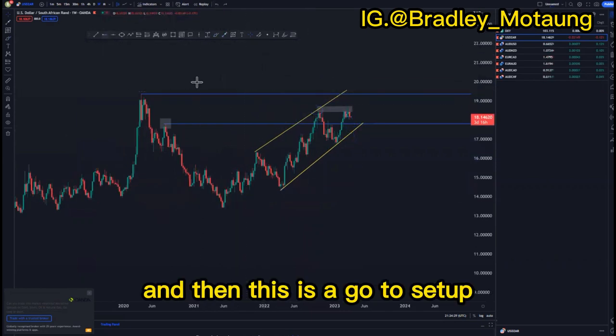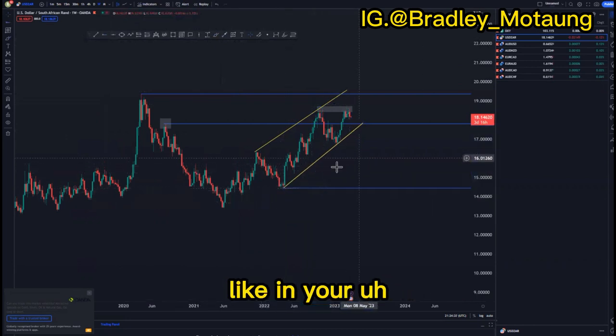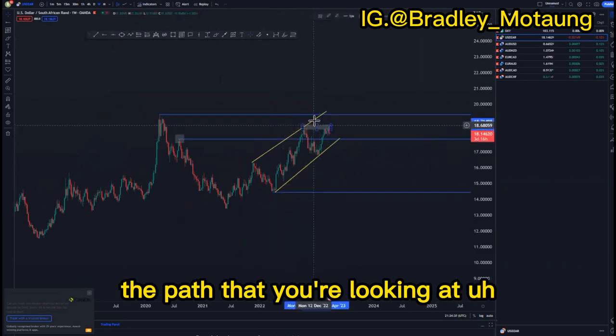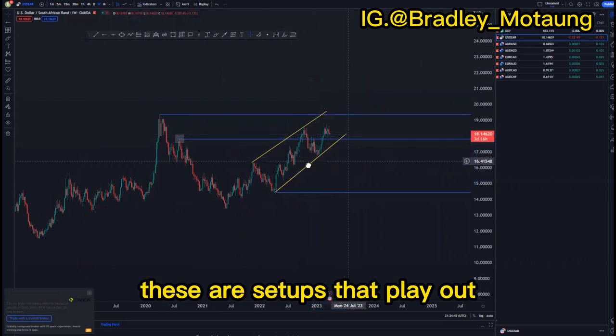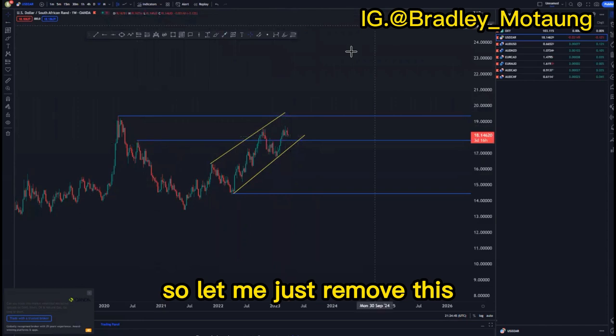This is a go-to setup, whereby setups of this type you must have in your watchlist, in your top six, the pairs that you're looking at for the week. You must have these types of setups, just because these are setups that play out most of the time, guys. Now, let me just remove this.